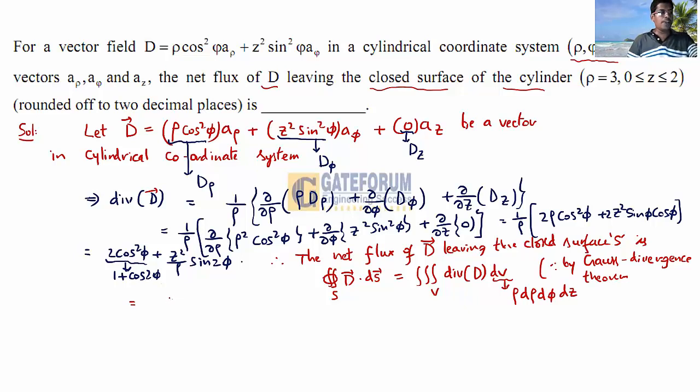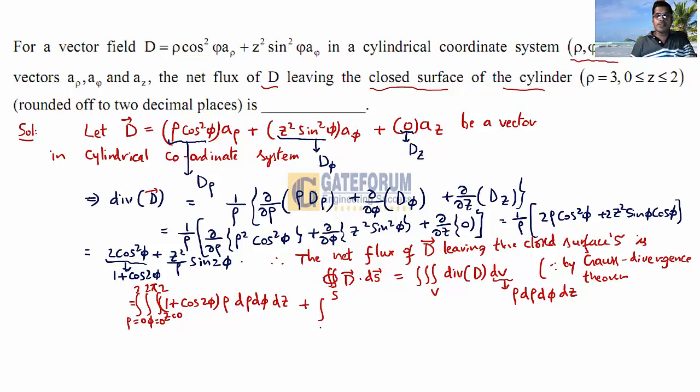One plus cos 2 phi, and the other term which is multiplied by rho here, that is 1 plus cos 2 phi, multiplied by rho d rho d phi dz, in the triple integral with rho limits 0 to 3, phi limits 0 to 2 pi, z limits 0 to 2. Plus the other term of the divergence is z square by rho.